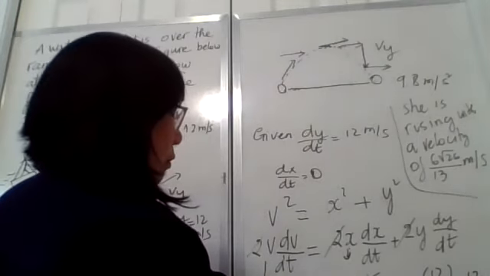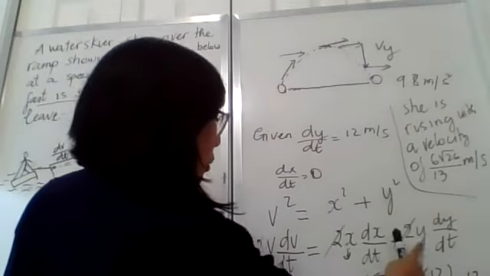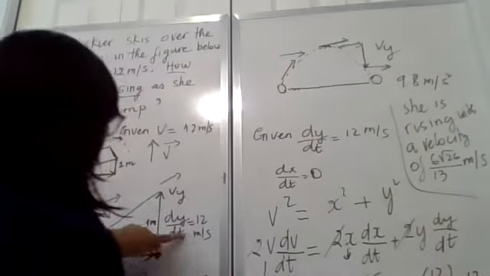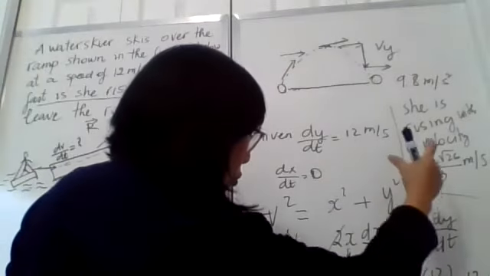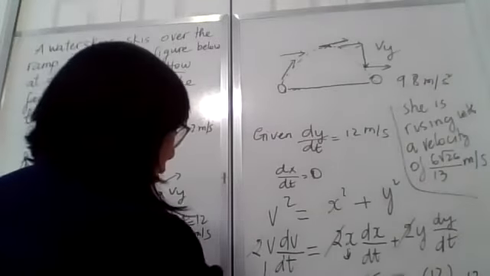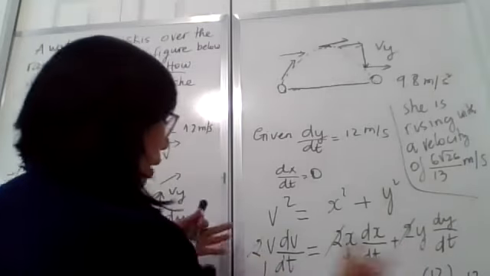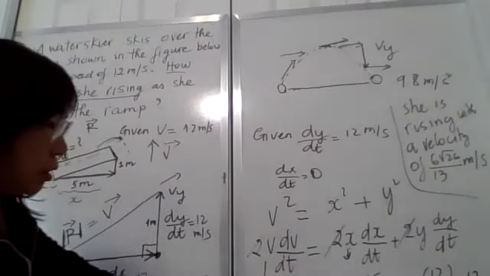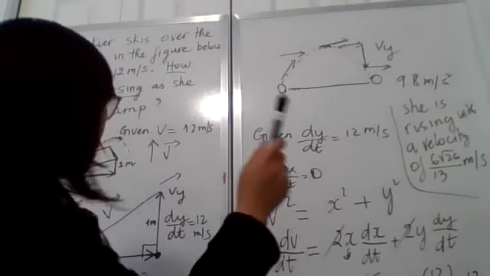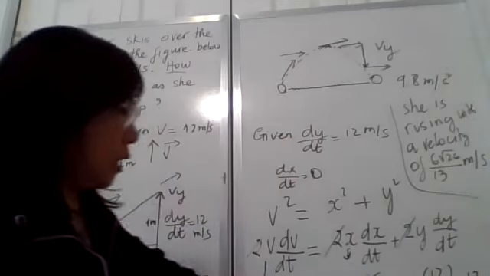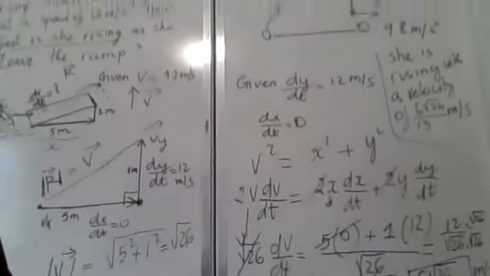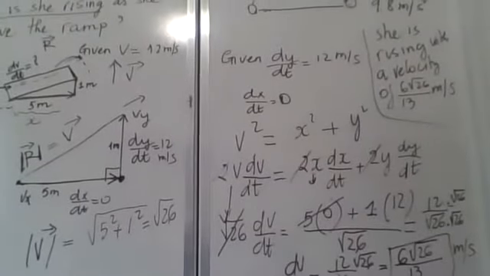The dx over dt component is 0. Times the y, here is 1 meter height. And dy over dt is her vertical component velocity, 12. So after we cancel the 2 here, dividing both sides by 2, we solve this equation for dv over dt, which is the rate of change, how fast she is rising when she jumps over the ramp. And the answer is here. So that is my summary for this solution.